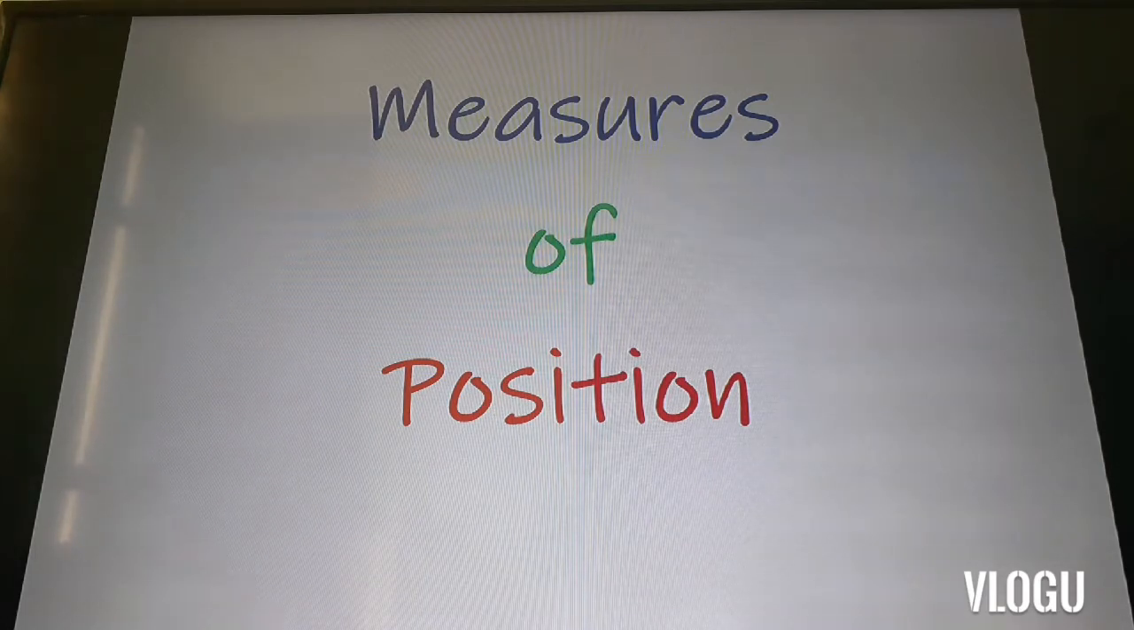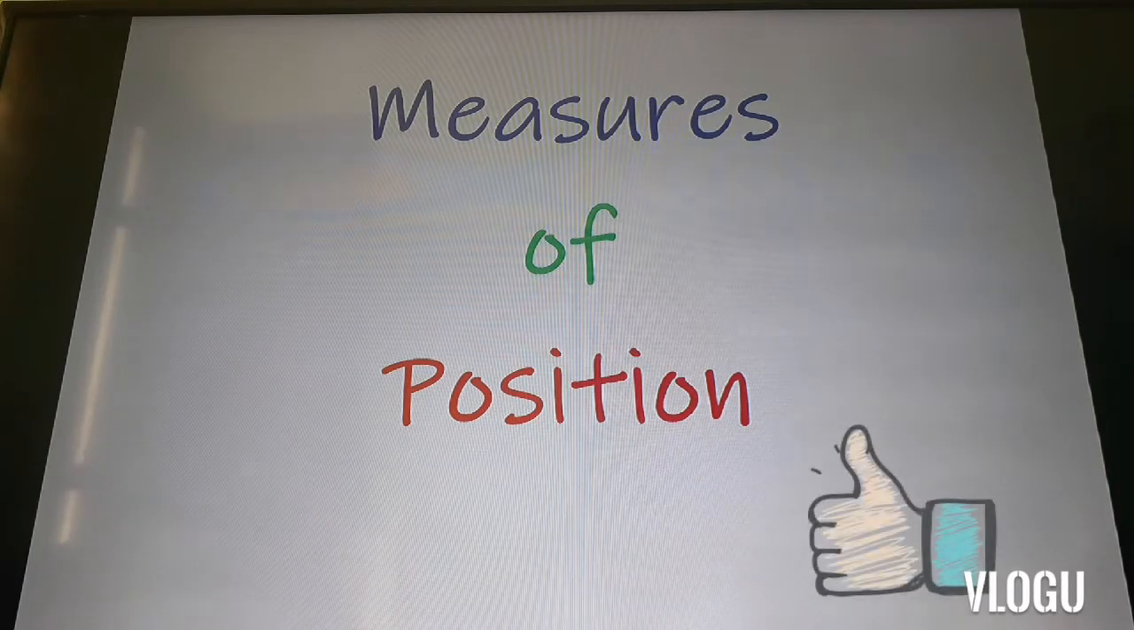Ang pag-uusapan po natin ngayon ay tungkol pa rin sa measures of positions. Ito po ay ang quartiles and deciles. Alam naman po natin na pag sinabi po nating quartiles, the data is divided into 4 equal parts. Pag sinabi naman po nating deciles, the data is divided into 10 equal parts.